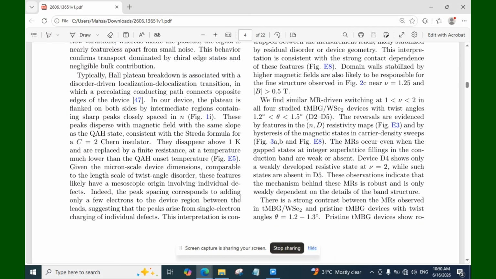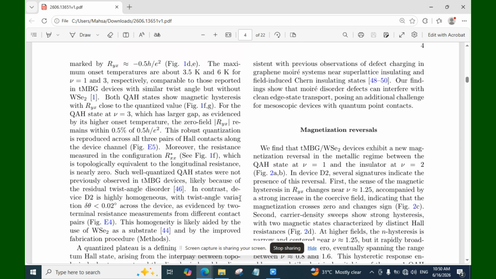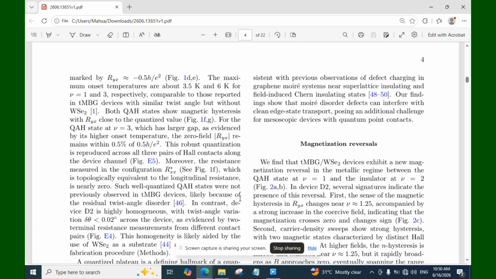This interpretation is consistent with previous observations of defect charging in graphene moiré systems, near superlattice insulating and field-induced Chern insulating states. Our findings show that the moiré disorder defects can interfere with clean edge state transport, posing an additional challenge for a mesoscopic device with a quantum point contact.